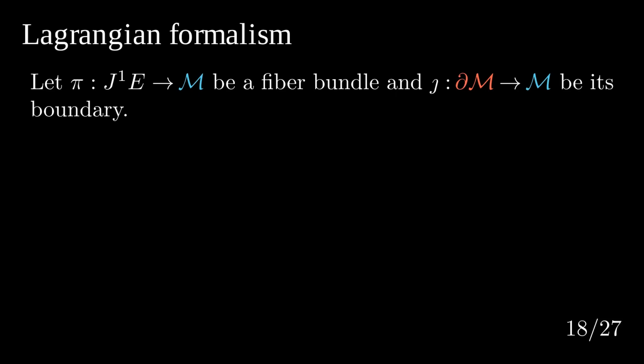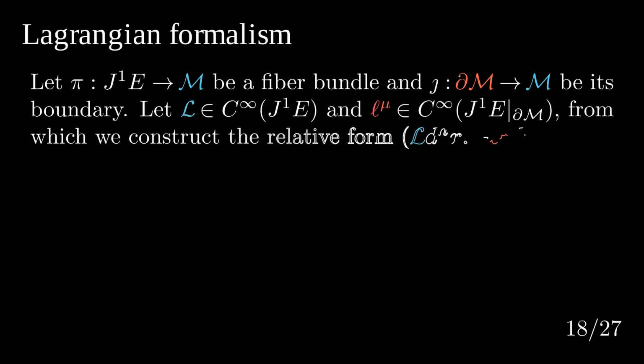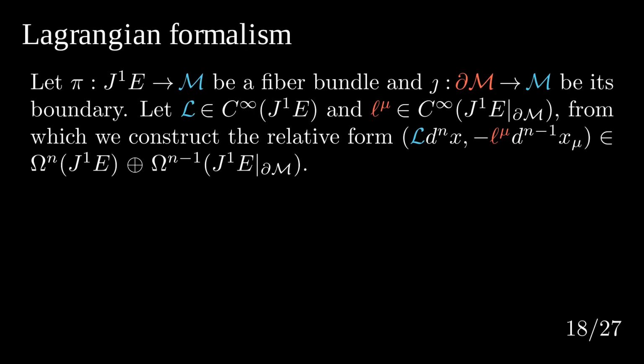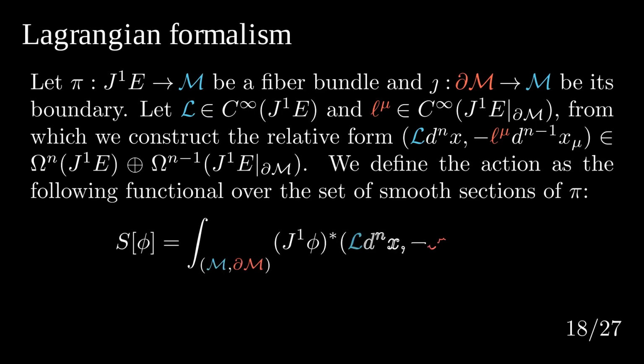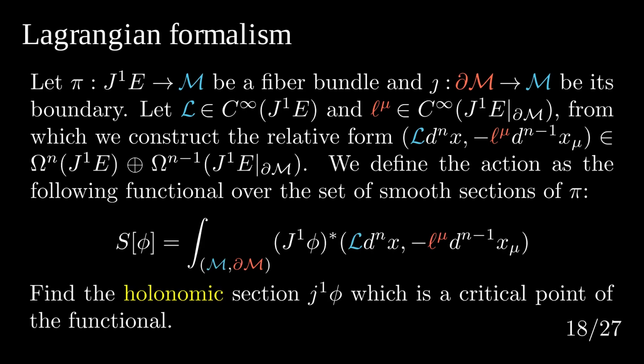We have a fiber bundle and its boundary, and we are going to take a Lagrangian on the bulk and a Lagrangian on the boundary, which are a priori independent. There is no relation between each other, and in particular, different choices of the Lagrangian on the boundary will lead us to different boundary conditions, and we are going to form this differential form, n minus 1 relative form, that we are going to integrate to define the following functional, which is going to be the action. And the problem consists in finding the holonomic section, which is a critical point of this functional.